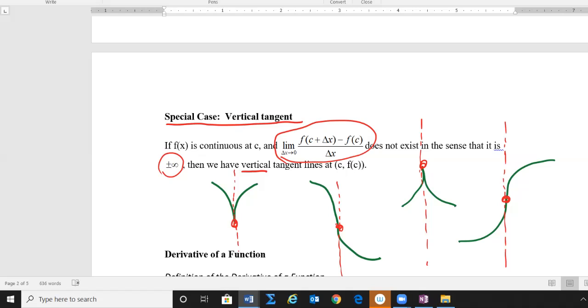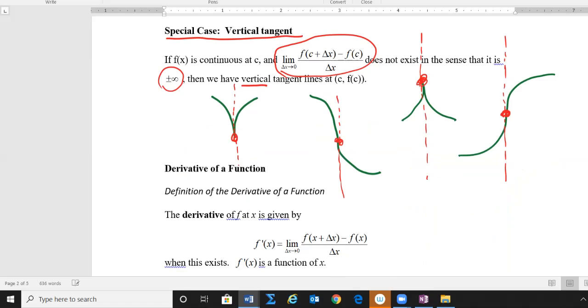So the point exists there, the graph is continuous, but the slope of the tangent becomes infinite, either positive or negative. Means we have a vertical tangent there. So it's one of these situations here graphically. That's what we're looking at. Okay, now the other one down here.